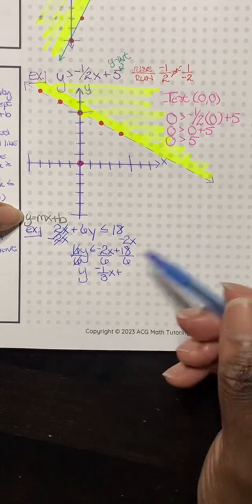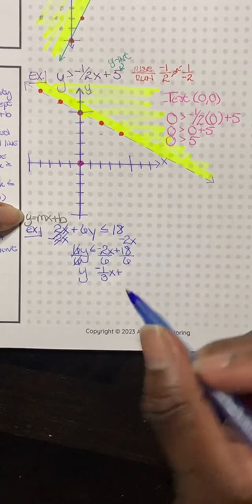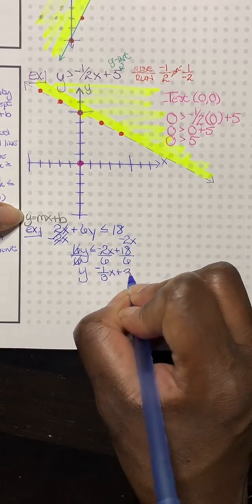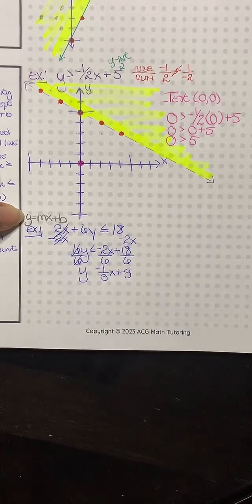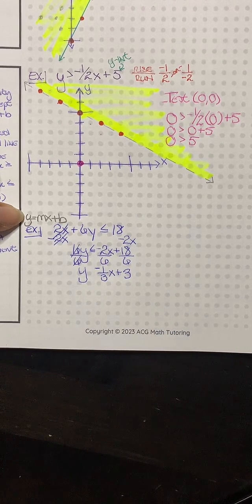Plus 18 divided by 6, that will give me 3. All right. Okay, I get you, Jocelyn. I know, it's like trying to figure it all out.